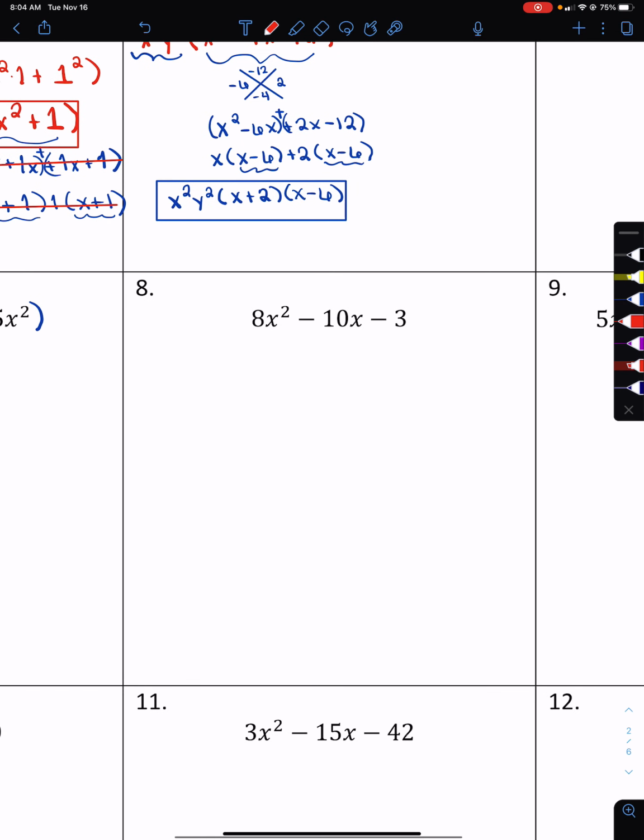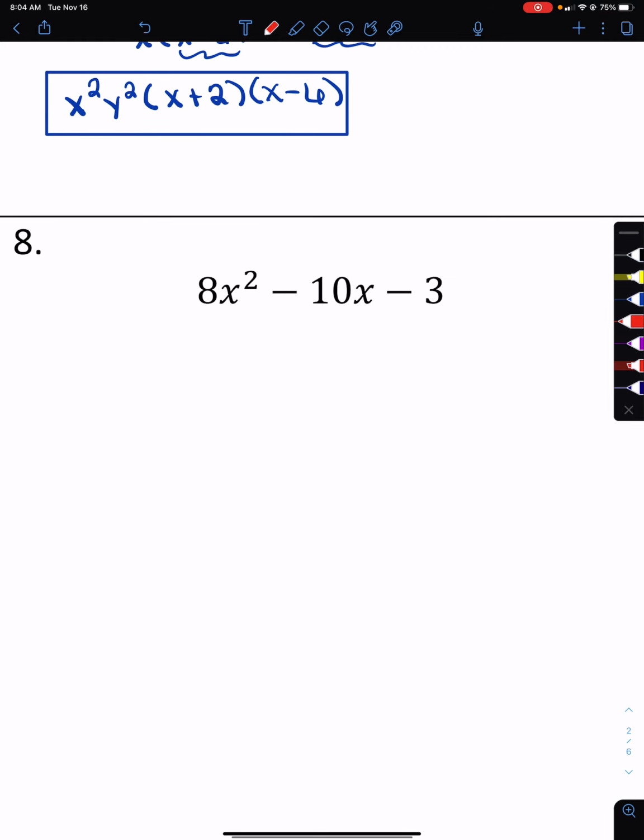All right, number 8. Let's look at this one. Is there anything here that can multiply to negative 24 and add to negative 10? That's what I want you to look at. If you can't do that, or if you prefer the quadratic method, go ahead and use the quadratic formula.